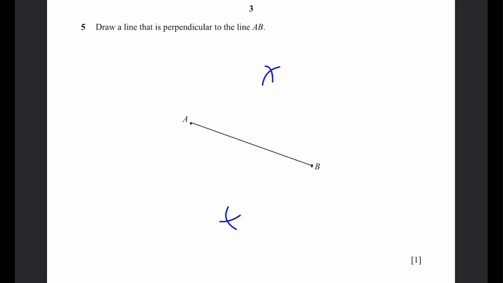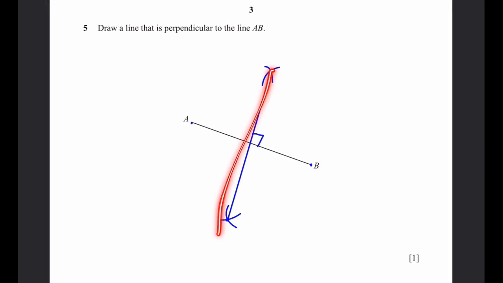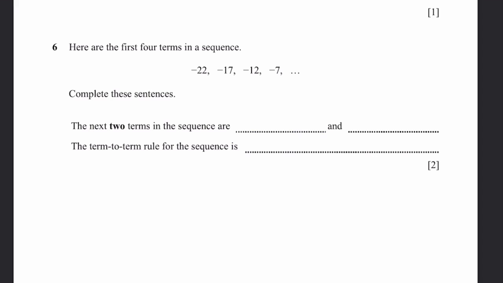The 2 arcs will intersect at 1 point each, so we can just draw a line through these 2 points, and this line which we drew is the perpendicular bisector. And this perpendicular bisector will divide the line AB into half. That's why I'm drawing these two to indicate these are equal. That's the answer. Question 6.